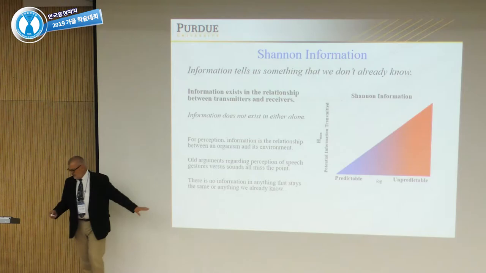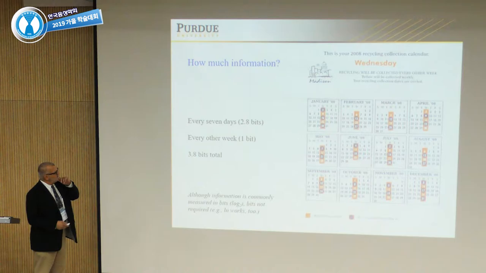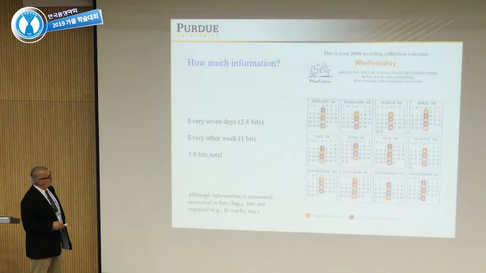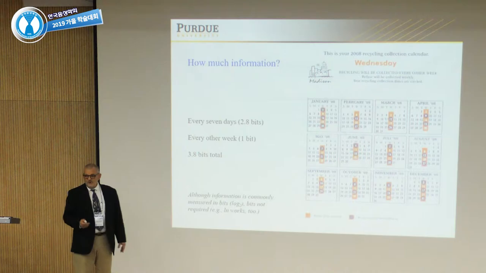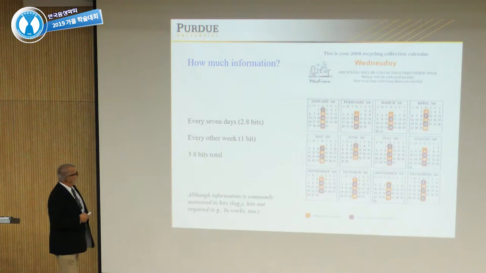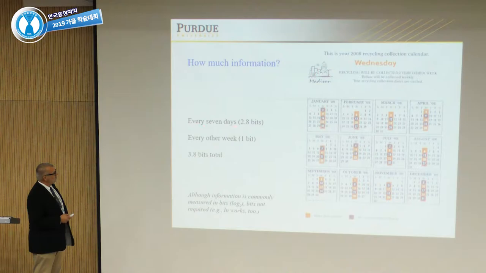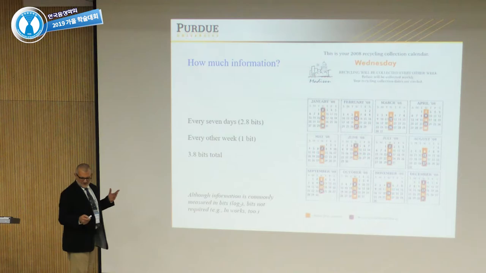So to give you an idea of information, this is, I don't know, it's just so fun. This is still my old recycling schedule. They used to send this to us on paper. It looks like a lot of information, doesn't it? Well, it turns out that our day was Wednesday, and that they only did recycling every other week. So this entire diagram is 3.8 total bits of information. Which of the 7 days a week? And I had to know that I alternate weeks for recycling. All right, so there's much less information, and I'll come back to this as we go along.